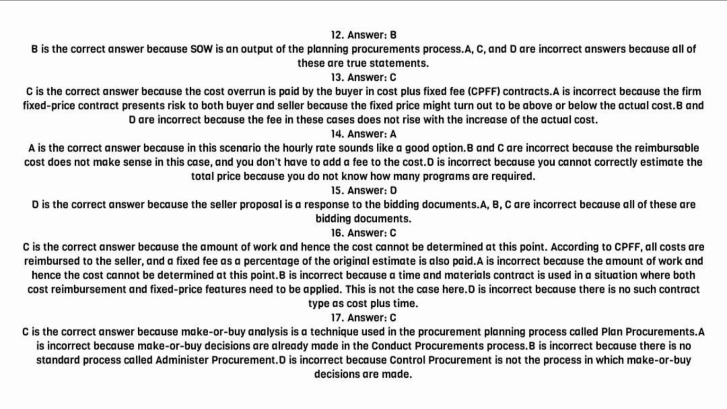17. Answer C. C is the correct answer because make or buy analysis is a technique used in the procurement planning process called plan procurements. A is incorrect because make or buy decisions are already made in the conduct procurements process. B is incorrect because there is no standard process called administer procurement. D is incorrect because control procurement is not the process in which make or buy decisions are made.